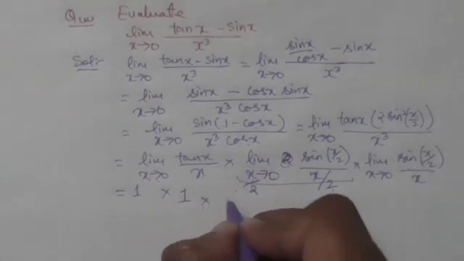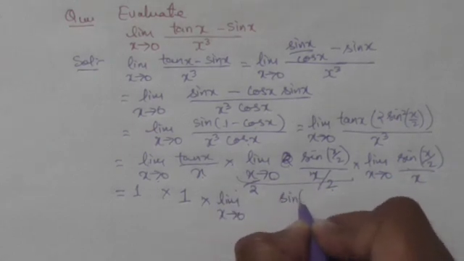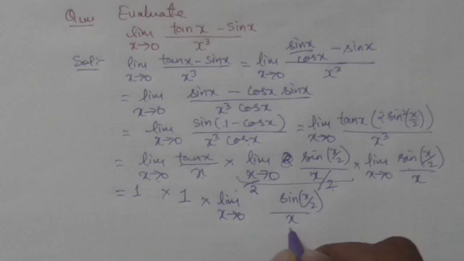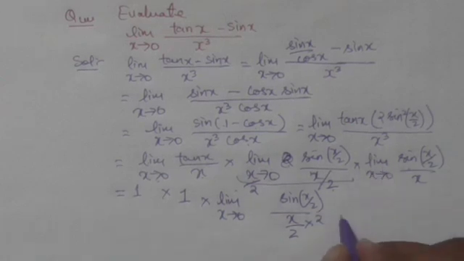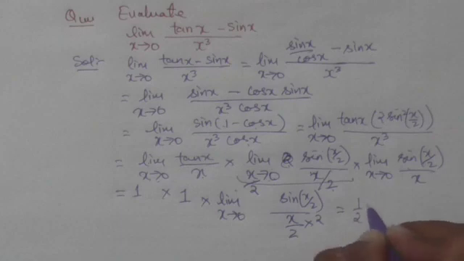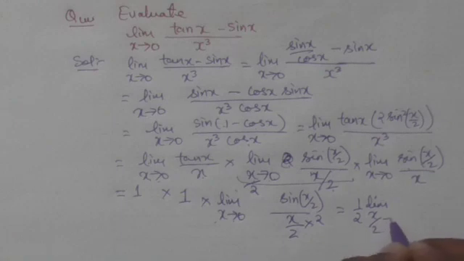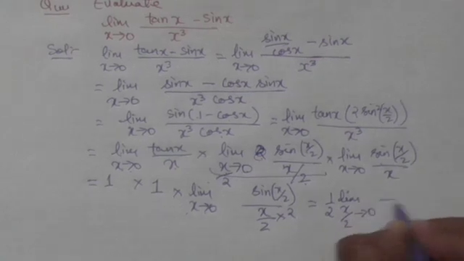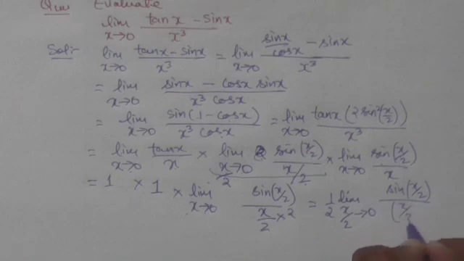Now next is limit x tends to 0 sine x by 2 upon x. Now what we will do, in denominator we will multiply and divide by 2, right? So it will be equal to 1 by 2 limit as x tends to 0, therefore x by 2 will also tend to 0, right? Sine x by 2 upon x by 2.